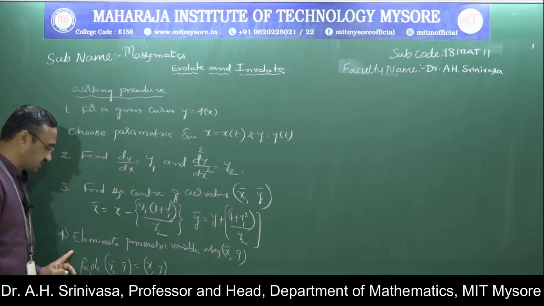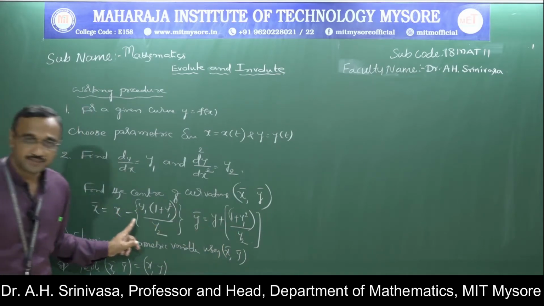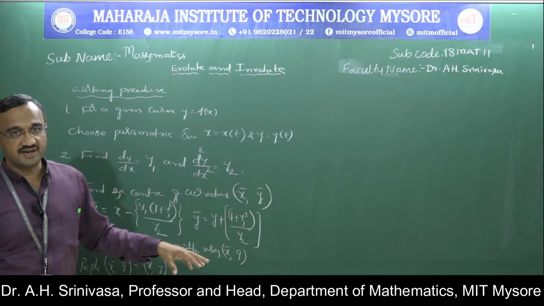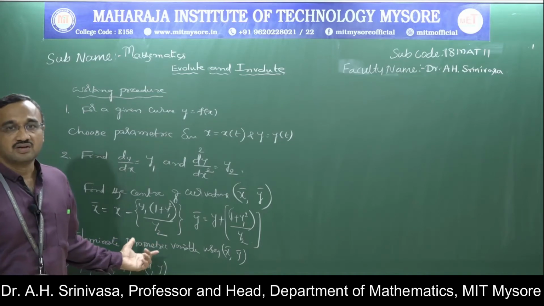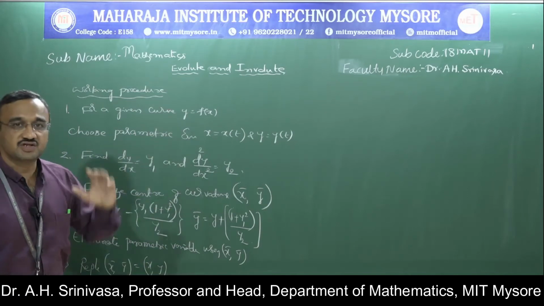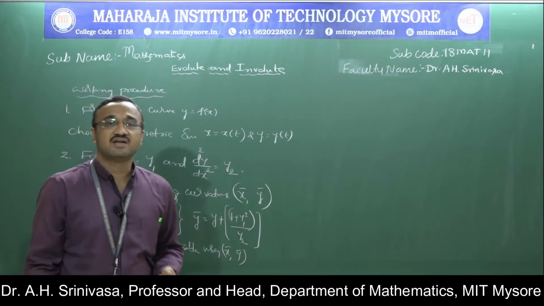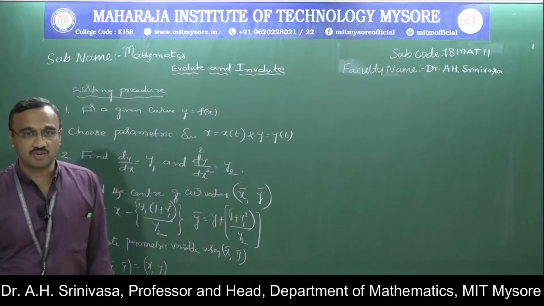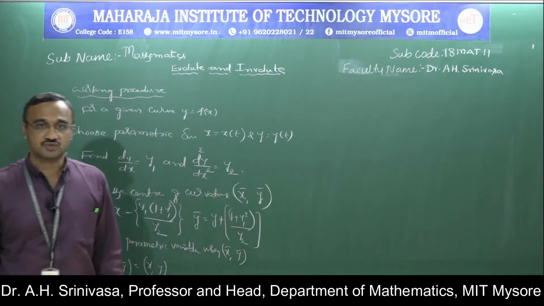In the fourth step, eliminate the parametric variable by using these two centers of curvature. In the last step, after elimination of the parameter, you have to replace x bar, y bar in terms of x, y. This is the complete procedure to form the evolute or involute of a given particular curve. Now we are going to solve some problems to understand how to construct the evolute or involute of a given curve.